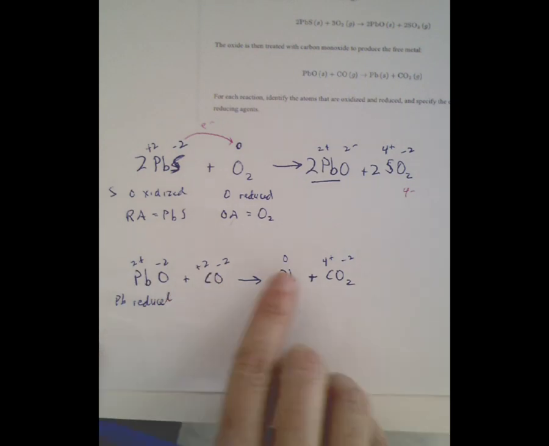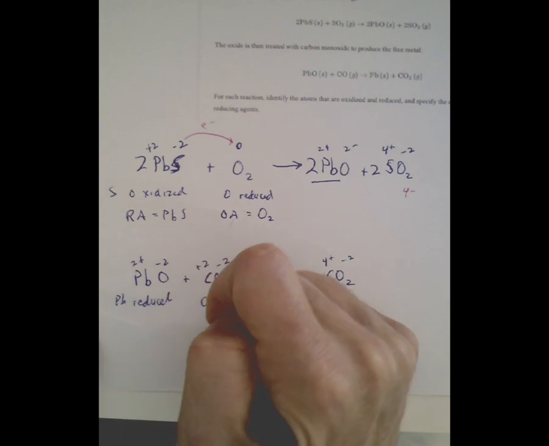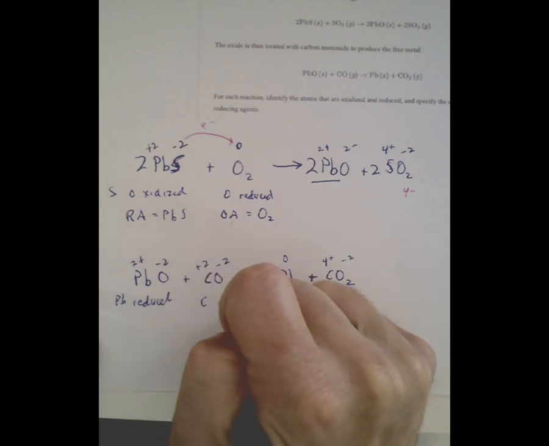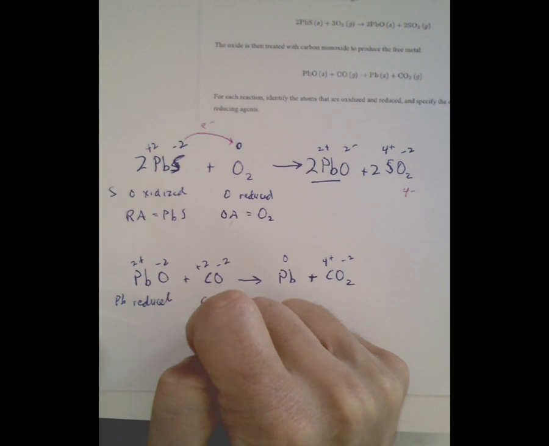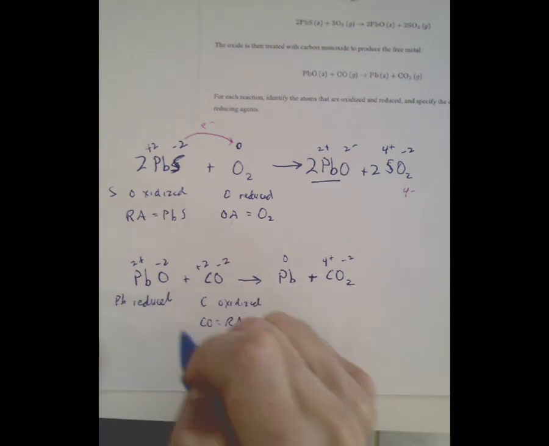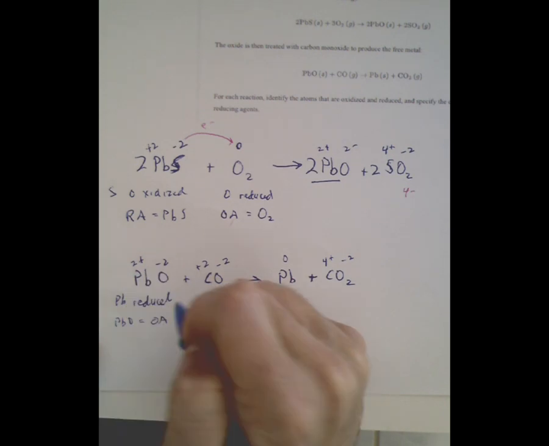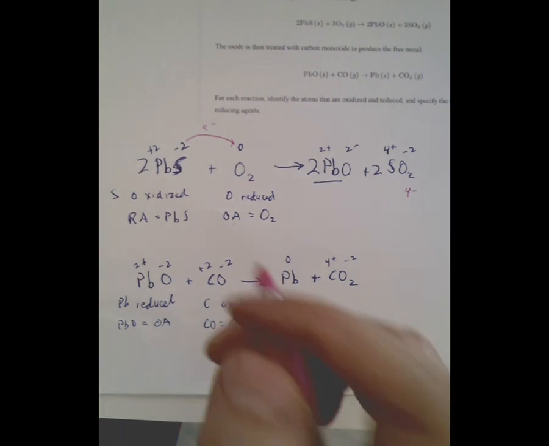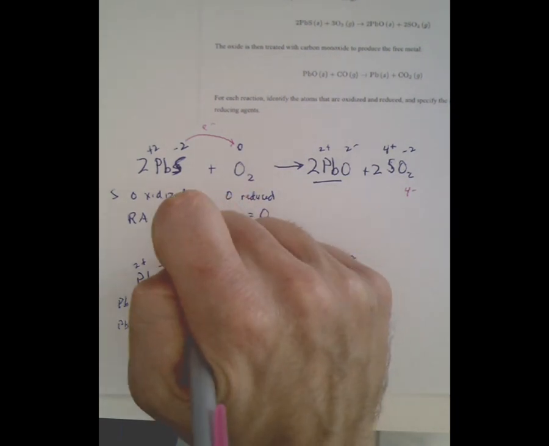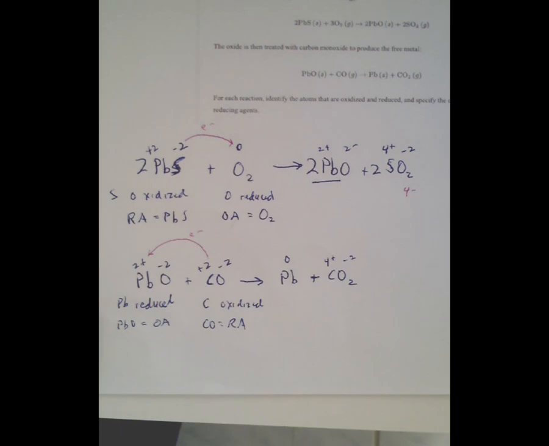Our carbon has gone from +2 to +4, so it's gotten more positive. It means it's lost electrons, so carbon is oxidized. So again, that means this is the reducing agent. Carbon monoxide is our reducing agent, and lead oxide is our oxidizing agent. And just to do what we did before, we have flow of electrons, right? That means our carbon is giving electrons to this lead in this redox reaction.